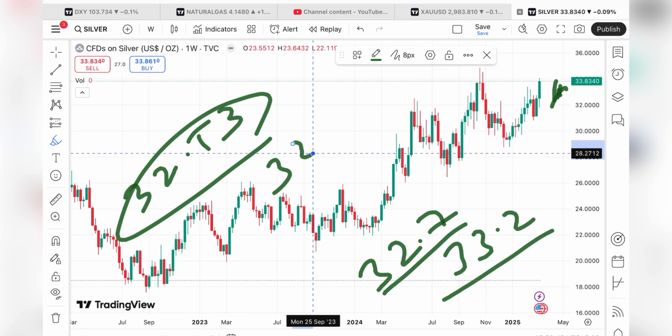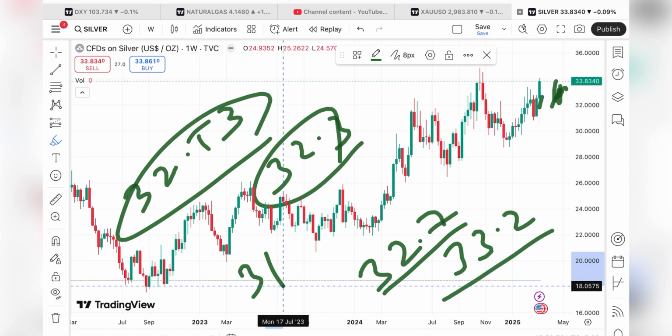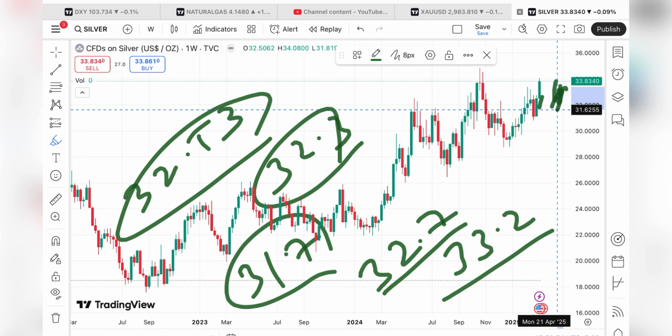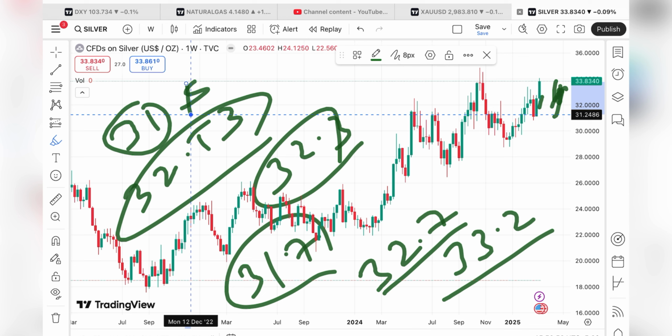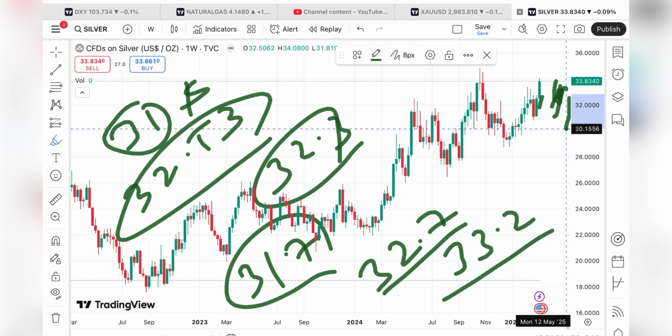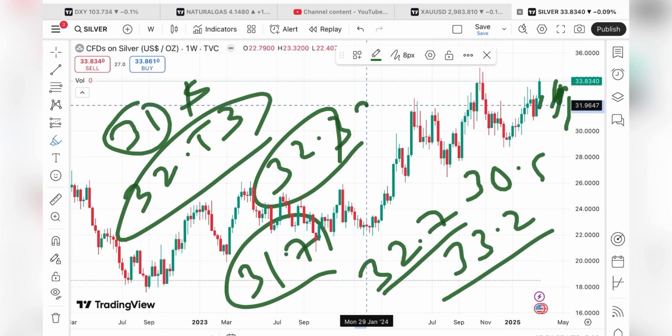probability of touching $32.3 is there. Okay, and if the price started falling below this level, we can see it will go further down towards a level of 31.7, and if that didn't sustain a further fall, we can see towards a level of $31. Okay, suppose if the price started falling below a level of 31, a probability of touching a level of 30.5 to a level of 30.1 we can see.